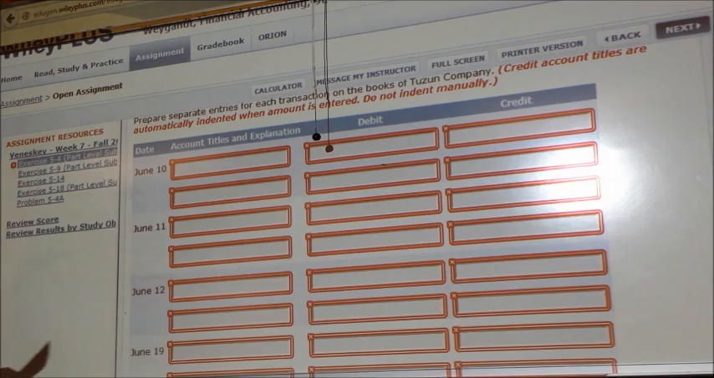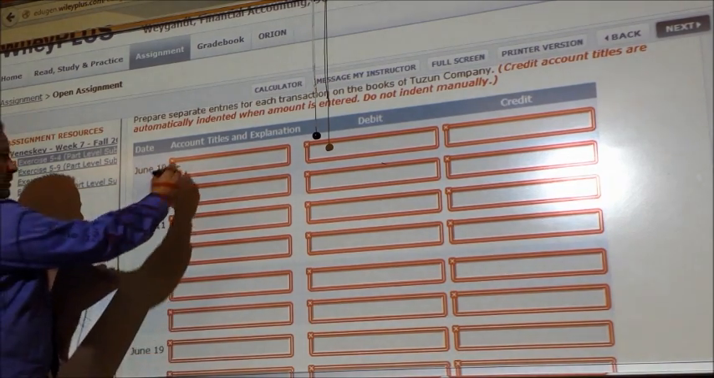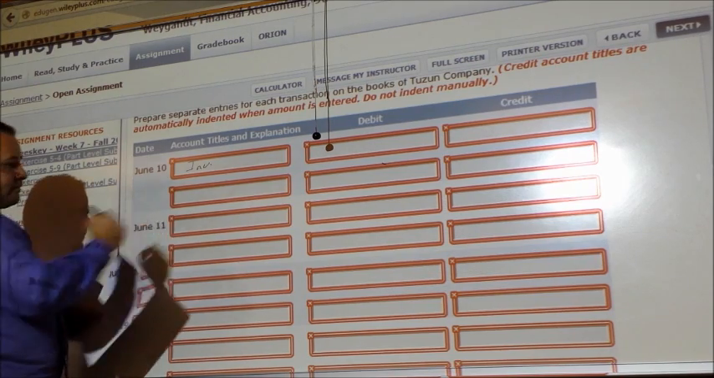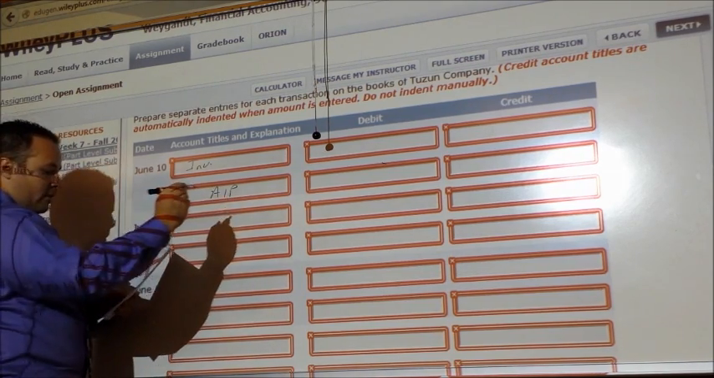So on June 10th, I simply just bought inventory on account for $8,400.